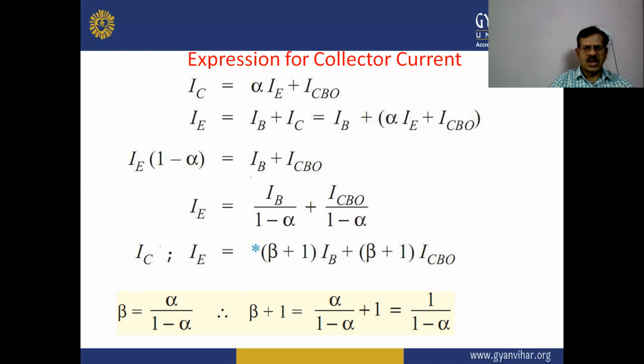And also the equation of emitter current in the form of beta. So IE equals beta plus 1 times IB plus 1 plus beta times ICBO. And we know that beta also equals alpha upon 1 minus alpha. So 1 plus beta equals alpha upon 1 minus alpha plus 1, so equal to 1 upon 1 minus alpha. So this is the relation between alpha and beta, where 1 plus beta equals 1 upon 1 minus alpha.